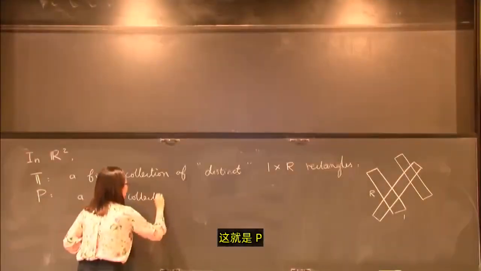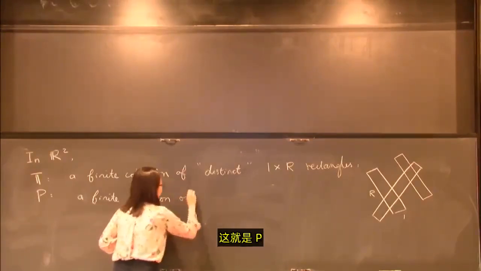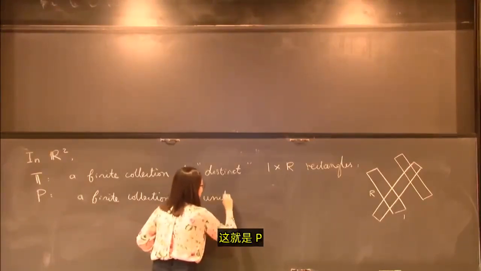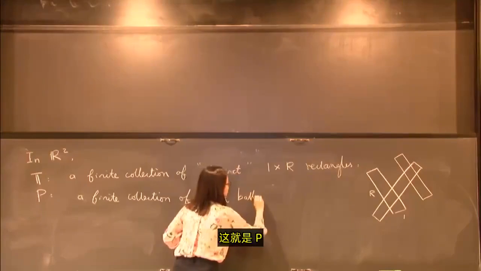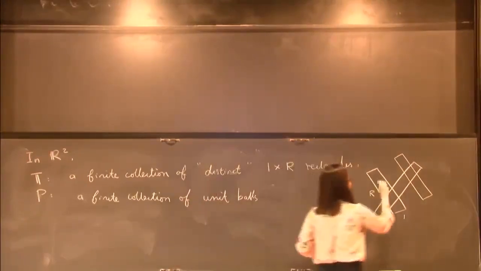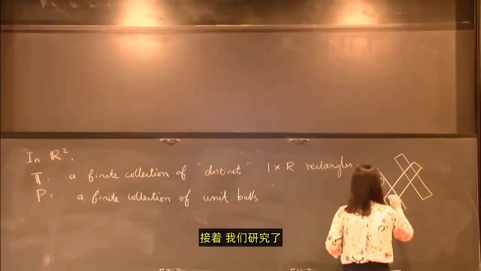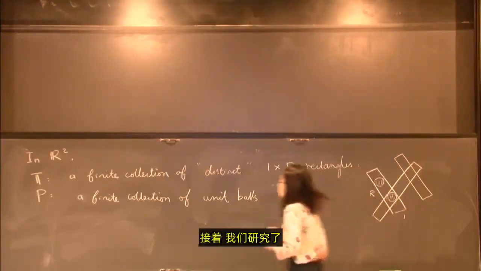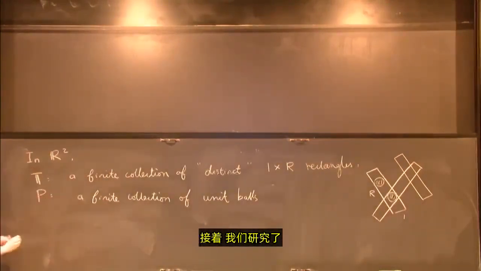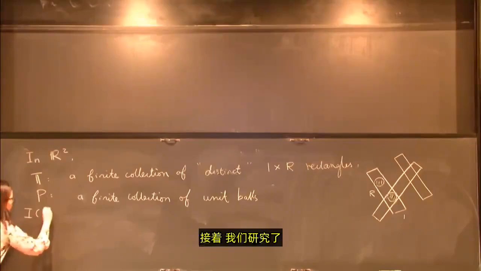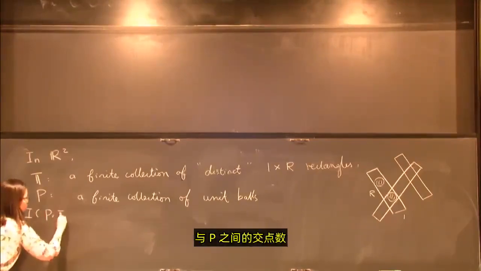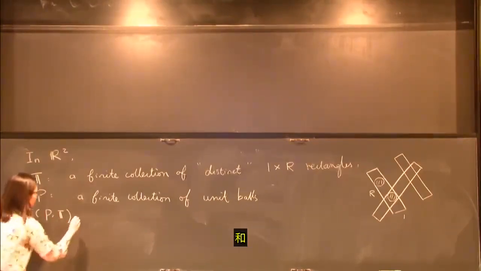Collection of unit balls. For example, this is our P. And then we study the number of incidences between P and T.